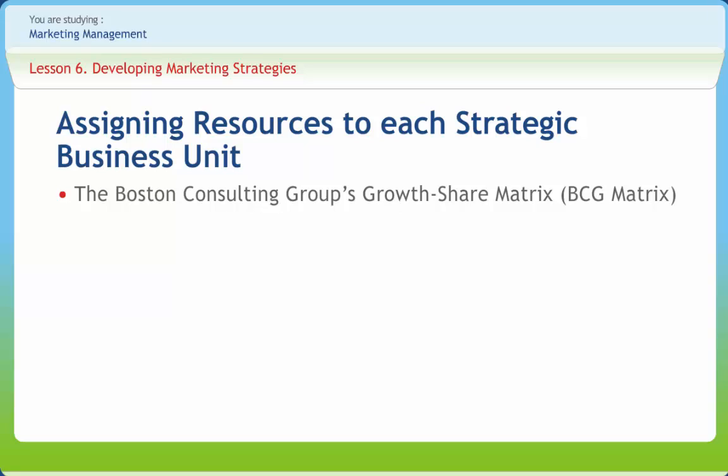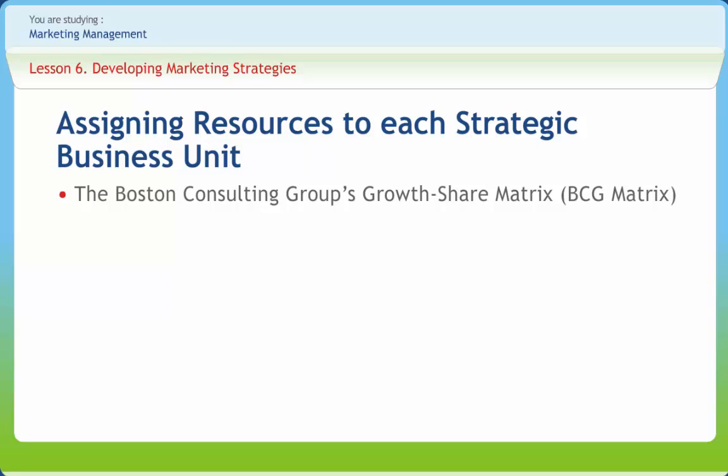Cash cow is a business unit that has a large market share in a mature, slow-growing industry. Cash cows require little investment and generate cash that can be used to invest in other business units. Star is a business unit that has a large market share in a fast-growing industry. Stars may generate cash but because the market is growing rapidly, they require investment to maintain their lead.